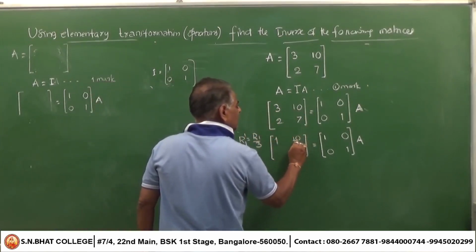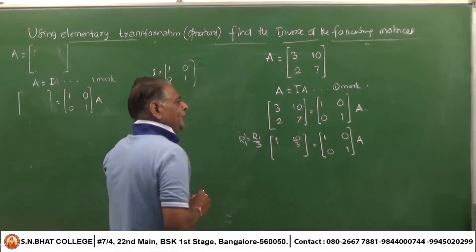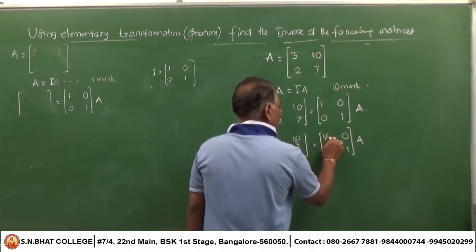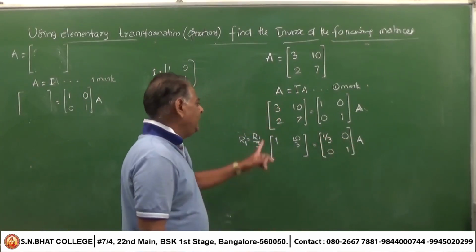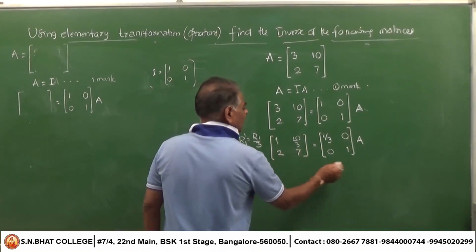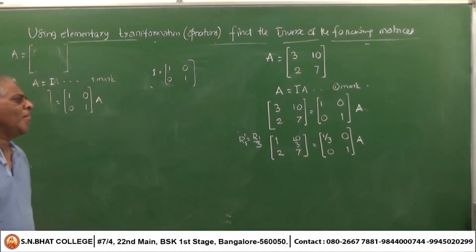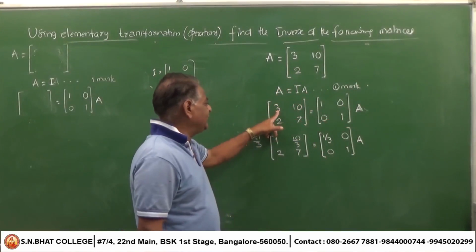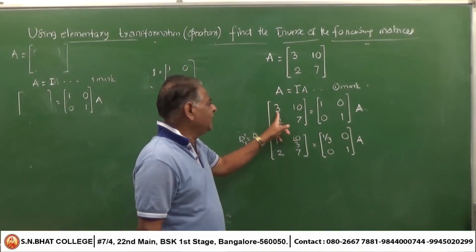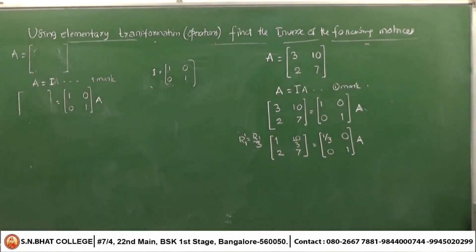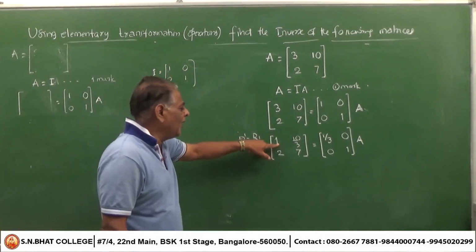10 by 3. Next, 1 by 3, 0. Divide R1 by 3 to make 1. Write the second row as it is: 2, 7, 0, 1. A is equal to I into A. A is this matrix, I is the identity matrix. To make the first element 1, divide R1 by 3. Divide each element by 3. I have made the first element 1.